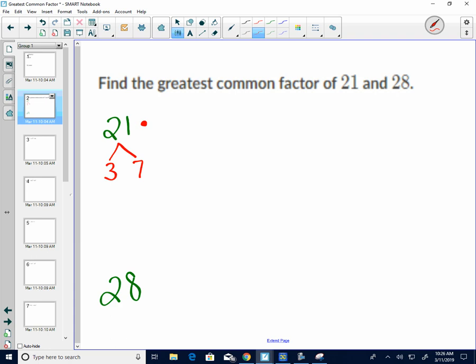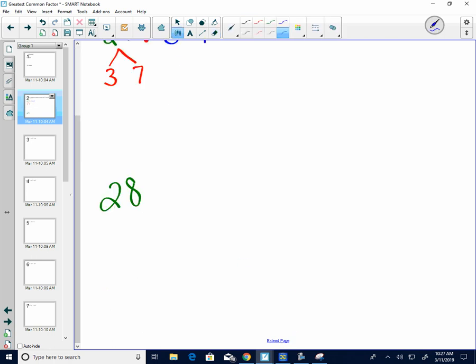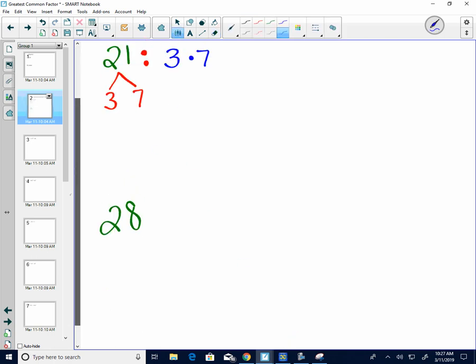So for 21, we're going to have up here that we can multiply 3 times 7. I'm stopping there because the only thing we can multiply to get 3 is 1 and 3. The only thing we can multiply to get 7 is 1 and 7. So there's no point in continuing our factor tree any further. So then let's look at 28.